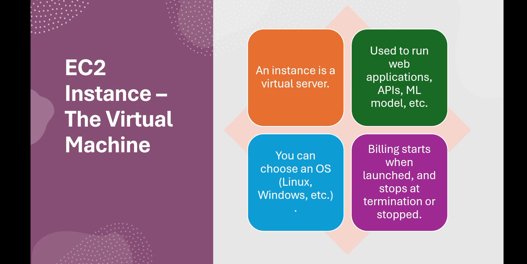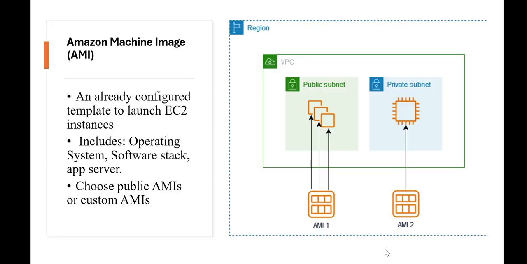And next, I'm going to explain the instance, the virtual machine. An instance is essentially your virtual computer in the cloud, where you can choose the operating system, configure the resources, and start running your applications. You can use it to run websites, applications, APIs, ML models, and so on. You can choose an OS like Linux, Ubuntu, or Windows, and billing starts when launched and stops at termination or when stopped. Launch them and stop them, which makes EC2 very cost effective.